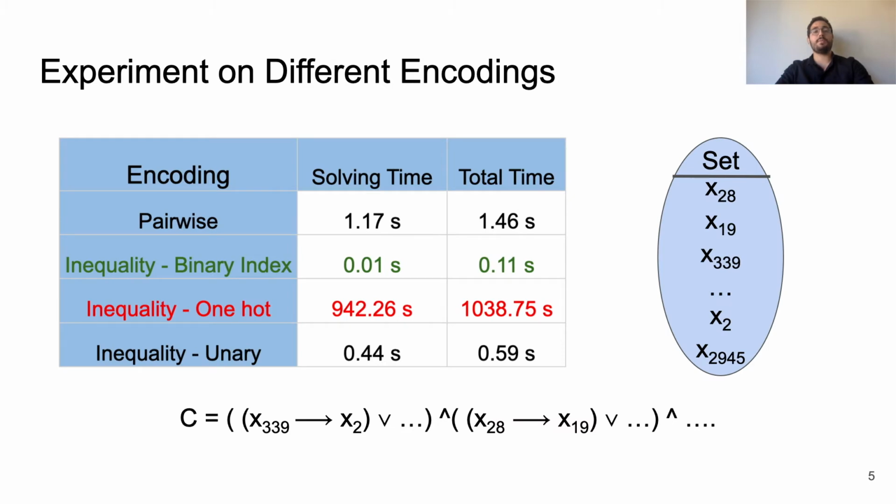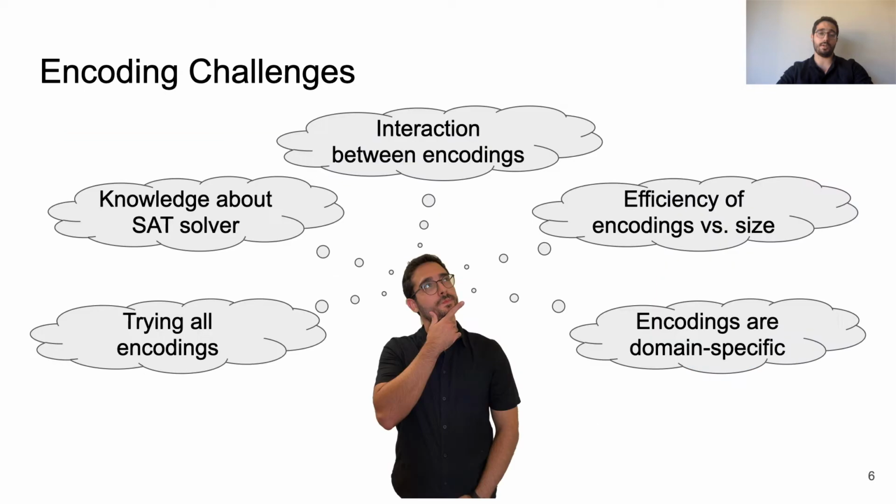We did an experiment on randomly generated total order constraints for different encodings. As you can see, the solving time for the encoding marked as green is less than a second, and for the encoding marked as red is more than 15 minutes. So the same problem with the same SAT solver, but different encodings can yield performance results that are orders of magnitude apart. Finding a good encoding is very difficult, and the developers of constraint-based tools can face different challenges.